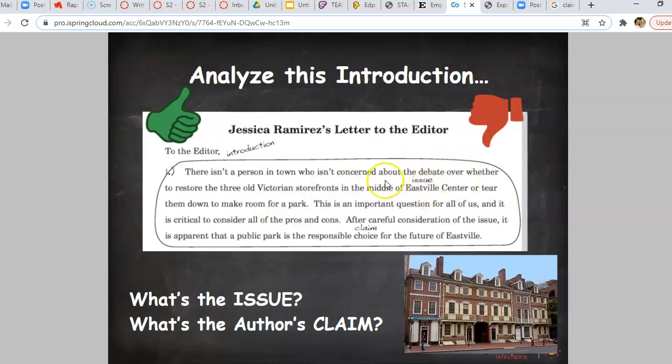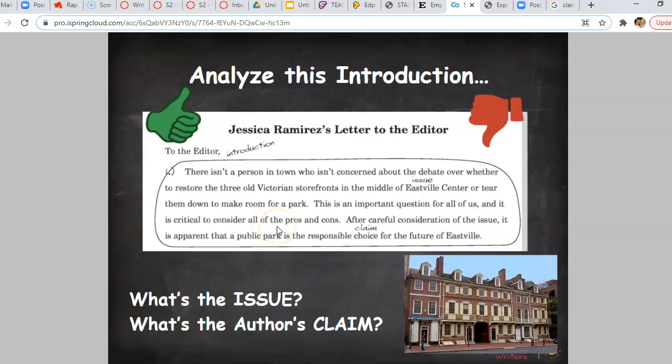So here's the issue again. Do we tear the buildings down or not? This is an important question for all of us, and it's critical to consider all of the pros and cons. After careful consideration of the issue, it is apparent that a public park is the responsible choice for the future of Eastville. So this person is pro tear it down.